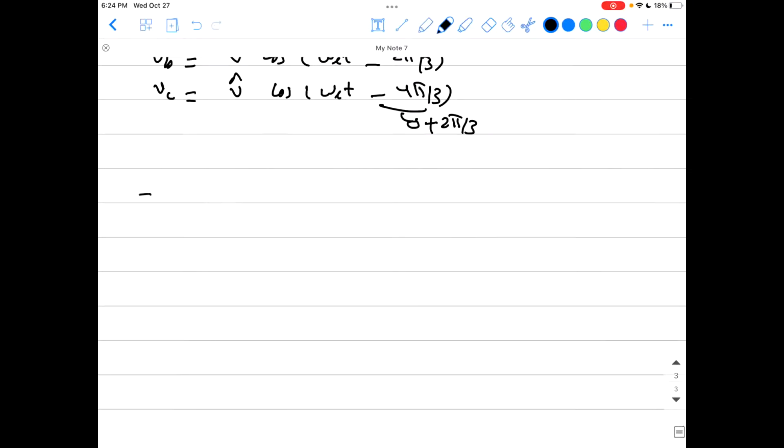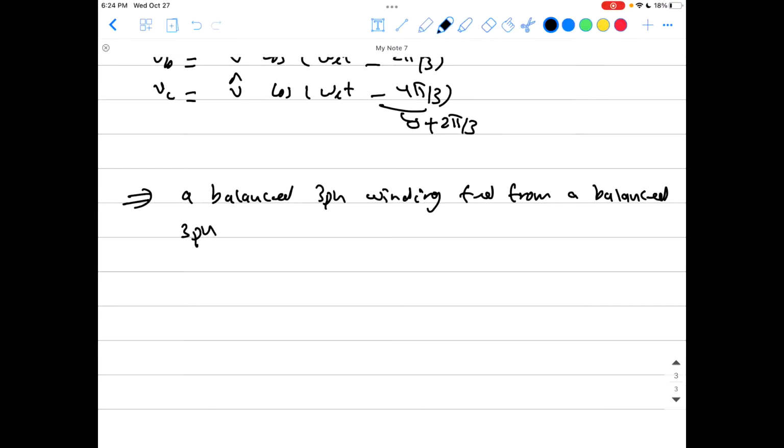Okay, and that's to keep in mind: a balanced three-phase winding fed from a balanced three-phase voltage supply produces a rotating magnetic field. That's all we said before, but we didn't explain why. That's the day when we're explaining how this happens, okay? But it will produce a rotating magnetic field.